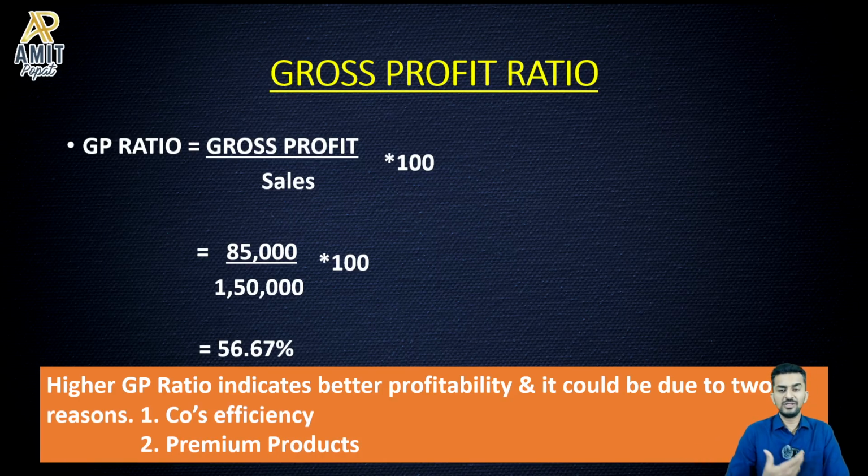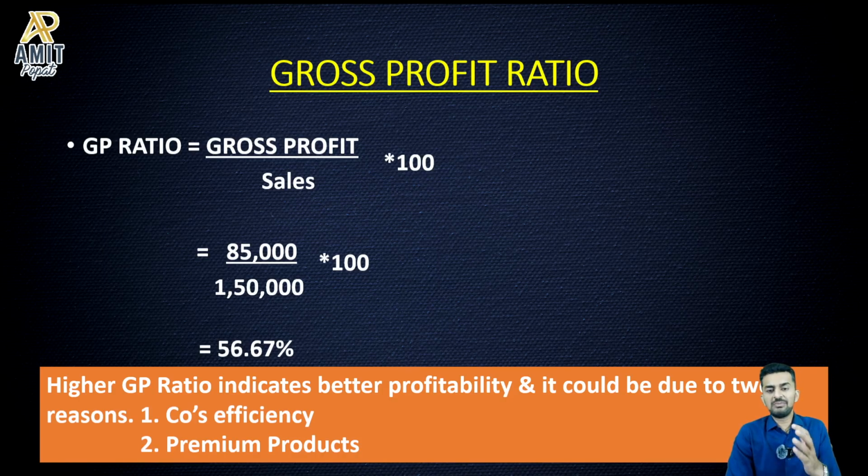Okay, companies like Hindustan Lever and all that, they run turnovers into thousands of crores. A small optimization will make an impact of a few hundred crores, and that's where actually the business profit comes. So one reason could be the company's efficiency, or second can be the premiumization.